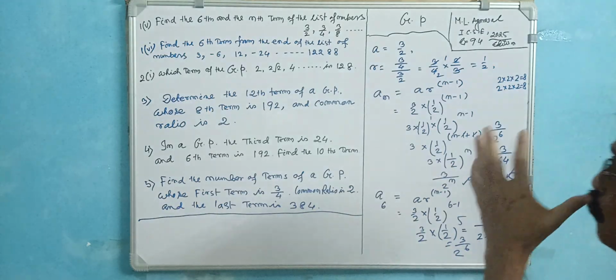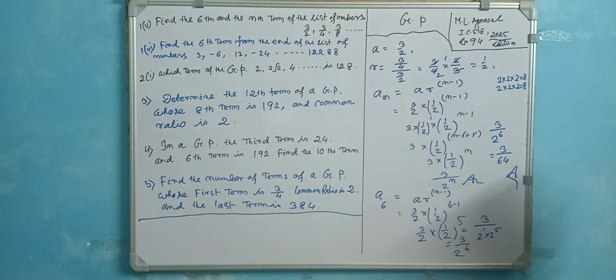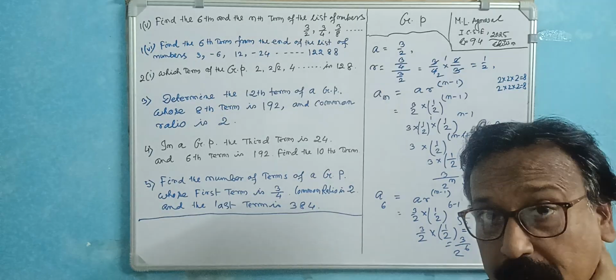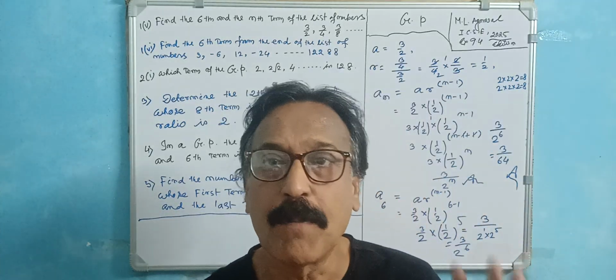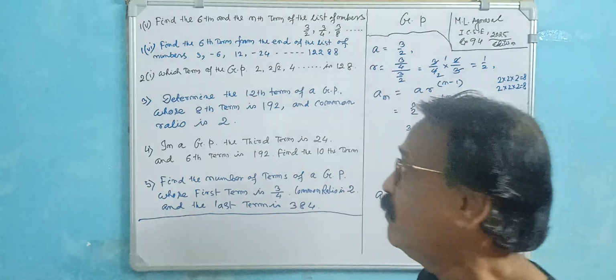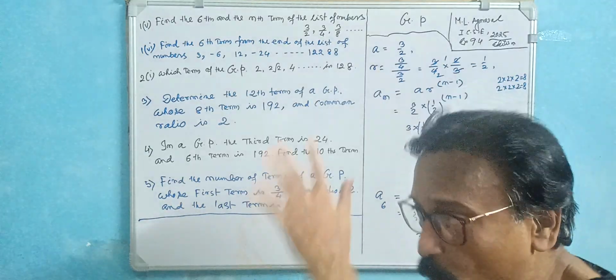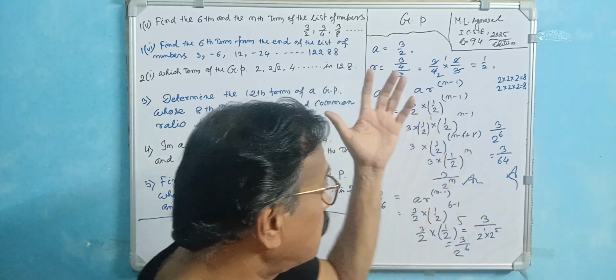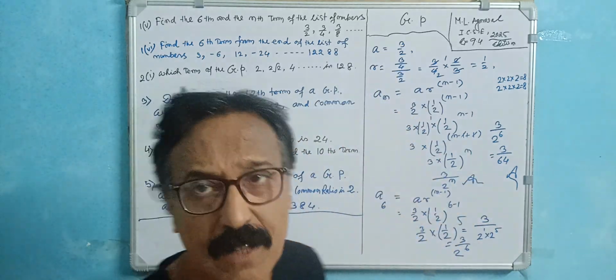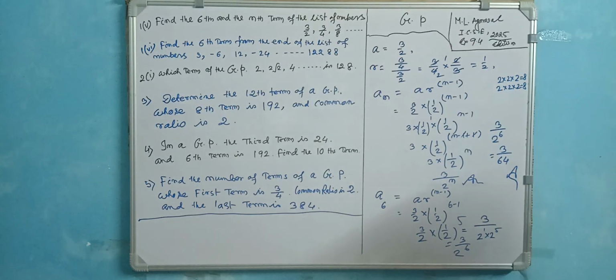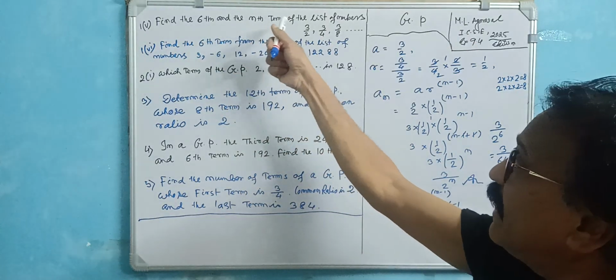Don't panic when you see a sum. GP is not very hard. Just understand properly, remember the formula, and put the formula in the proper place. If you don't panic, your brain will be open and you can easily calculate. The very important thing is the calculation. One is the process, and then there is the calculation. If the process is right but the calculation is wrong, the answer will not come. So this is clear, in this way we solve: find the sixth and the nth term of the list.